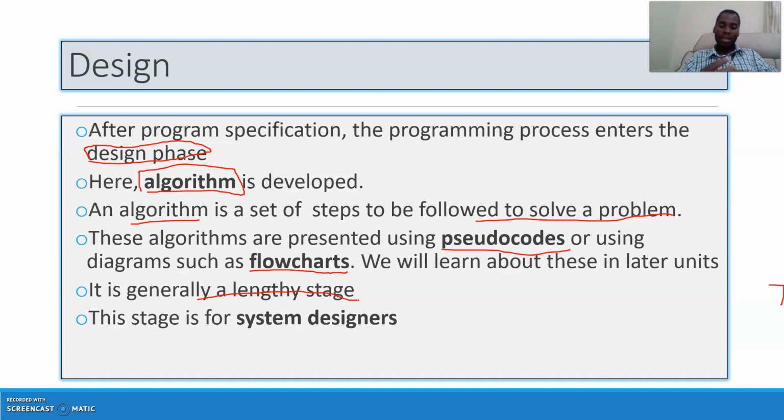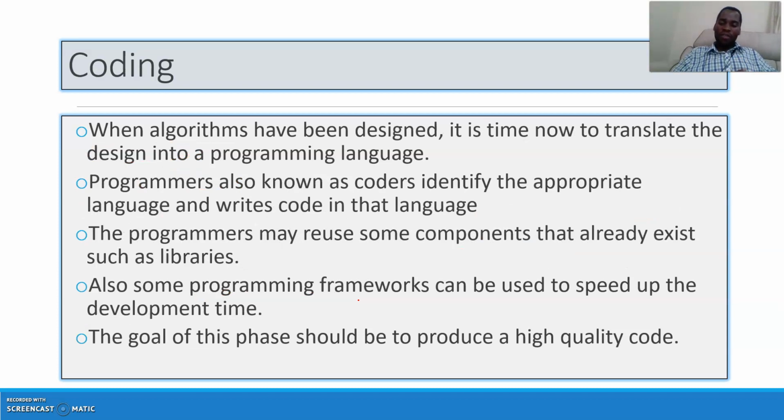So you come up with one algorithm, you look at it and see whether it's doing what you want it to do in a better way. If it doesn't, then you discard that one and start all over again, or you modify it to come up with a better algorithm. So that is all that is supposed to be done under design. Apart from that, we have now the phase of coding.